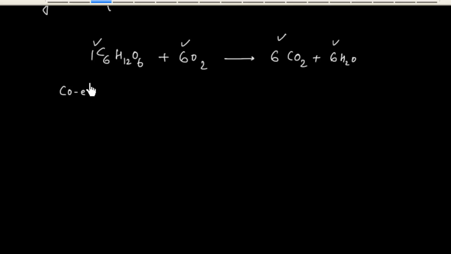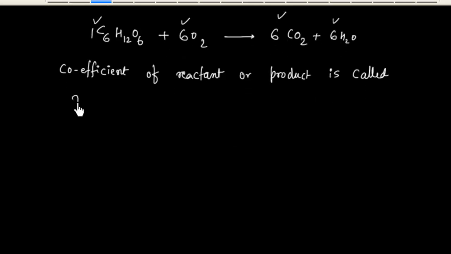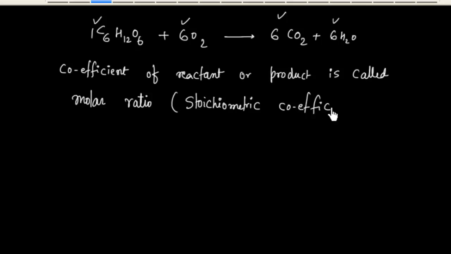So the coefficient of a reactant or product is called the molar ratio. In other words, this is the same as a stoichiometric coefficient. So this is also called a stoichiometric coefficient.